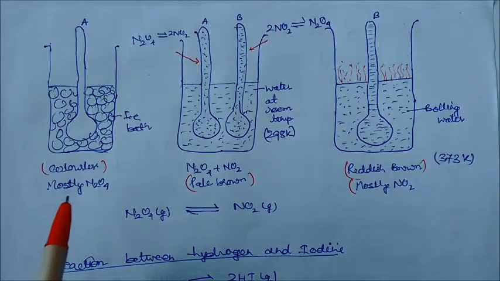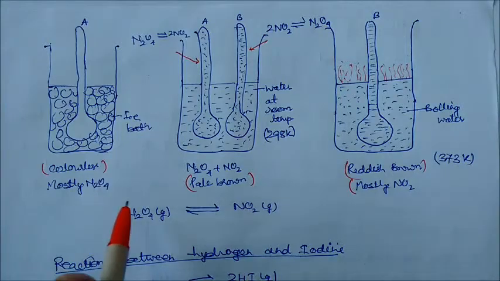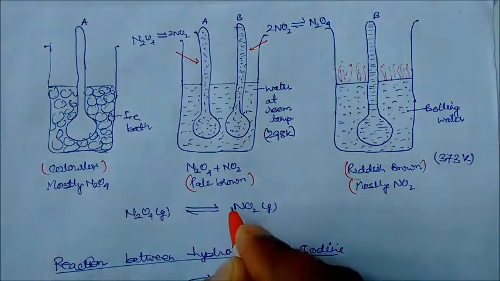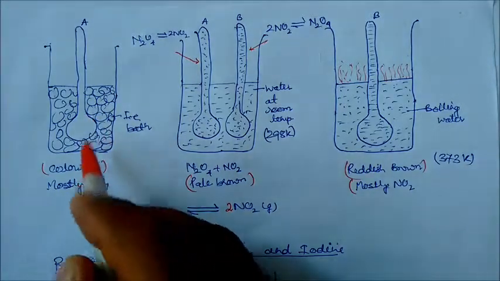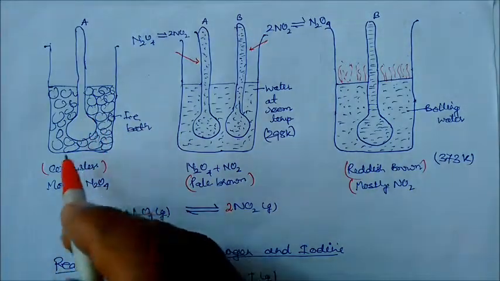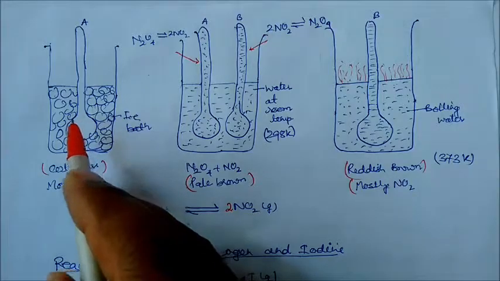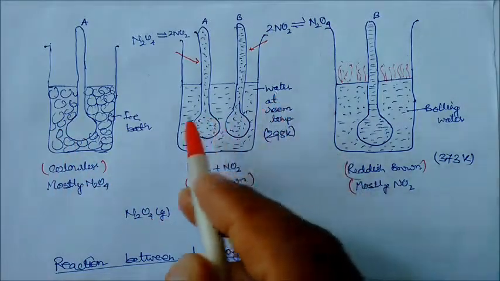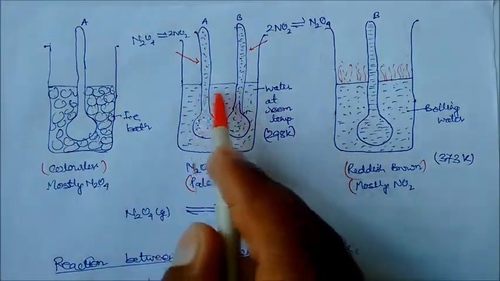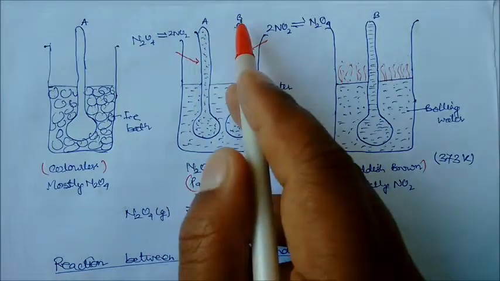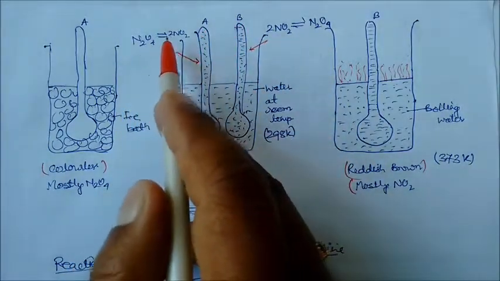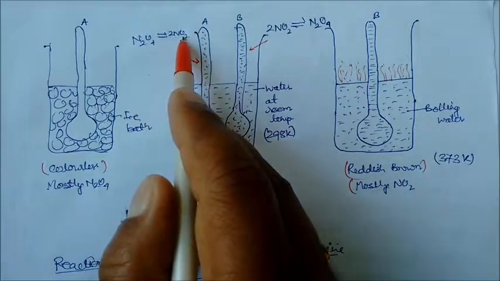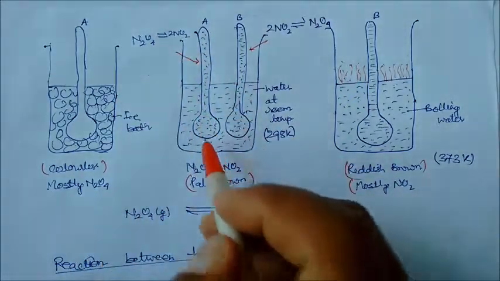We can understand this conversion of N2O4 into NO2 from this picture. This is the N2O4 put in an ice bath. This gas is totally colorless. But if you put the same thing at room temperature, in two different flasks, flask A and flask B, then in flask A, N2O4 will convert into NO2, so it will give us some color.